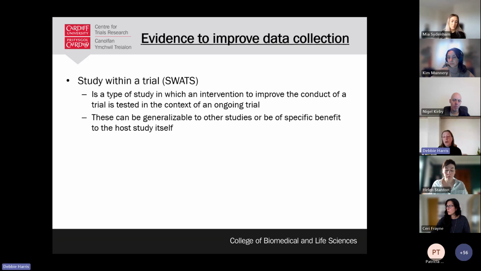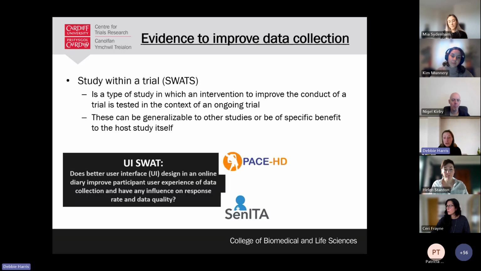SWOTs are becoming more common in our trials within the centre. We have incorporated SWOTs in some of our studies to look at different data collection methods and also to evaluate methodologies that can increase follow-up data collection and participant retention in our studies. I'm just going to mention 2 examples of SWOTs that are being carried out in the CTR. Rhys Williams-Thomas created a SWOT looking to see if different designs of patient diaries could impact the data response and quality. Rhys used 2 studies for his SWOT, which were PACE HD and SANITA.